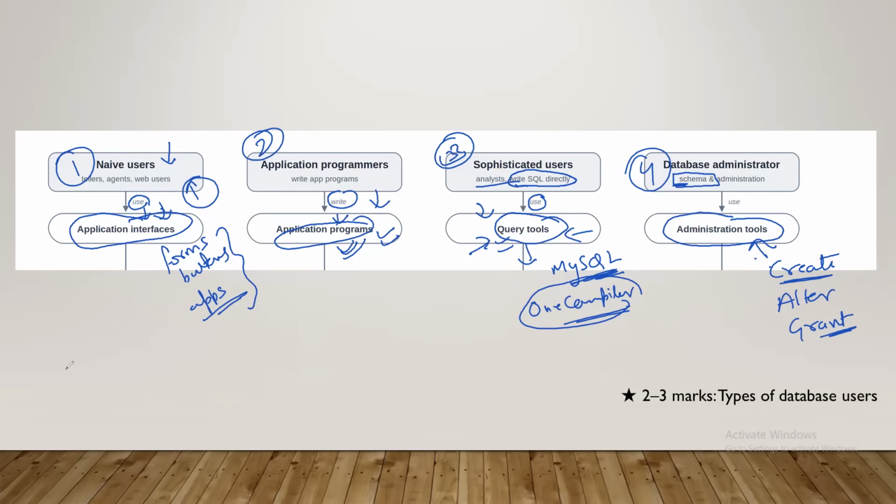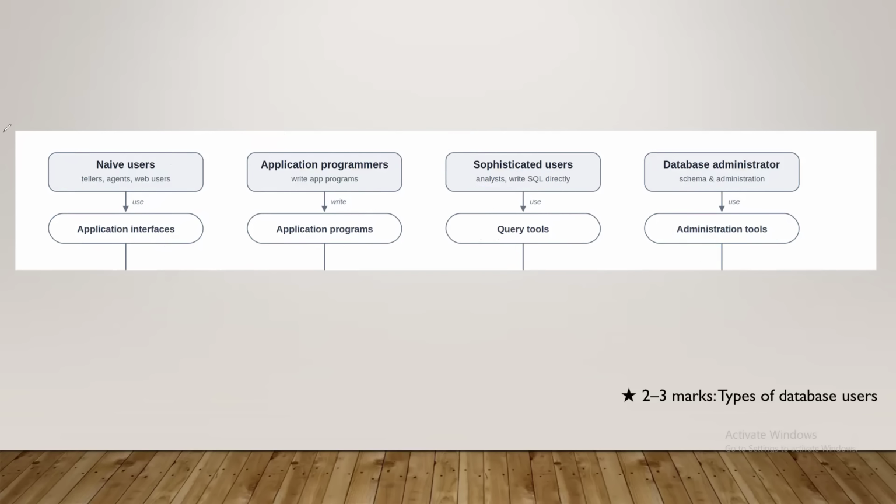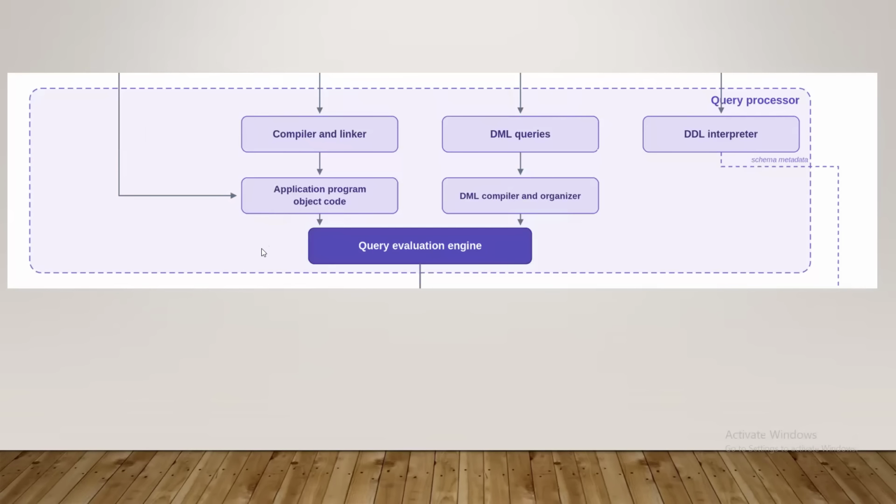That is our first floor, on which it all starts. So let's go now to the second floor of the architecture. Our second floor will be the query processor. So now from the user floor, we came down to the query processor.